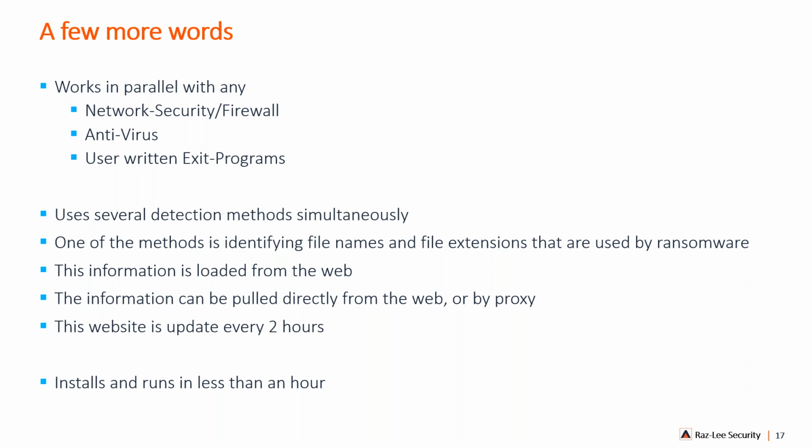The anti-ransomware uses several detection methods simultaneously, and only the combination of those indicators actually represents for us a possibility for an attack. One of the methods that we use is, of course, to try to find files which have extensions or names which usually represent a ransomware.